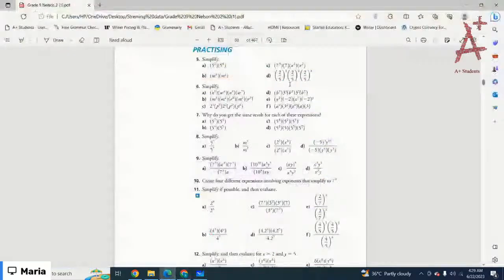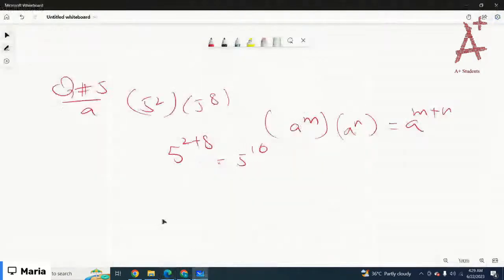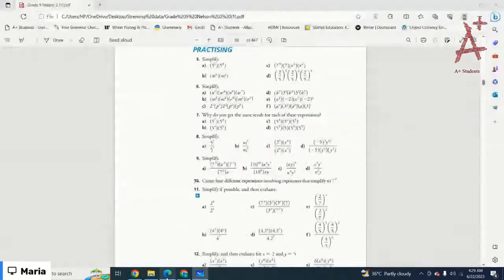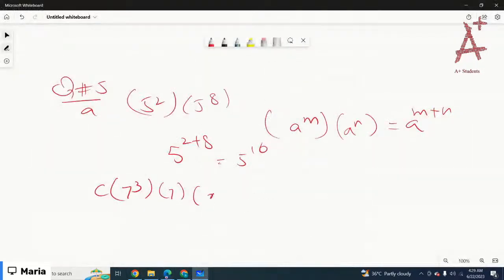Okay, the next one is the C part. 7^3 times 7 and x^4 times x^2. So you can see they have the same base, you can add 3 plus 1. They have the same base, you can add 4 plus 2. So it would be 7^4 and x^6. Got it?